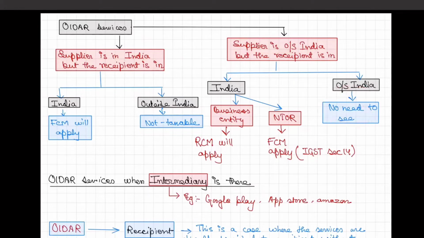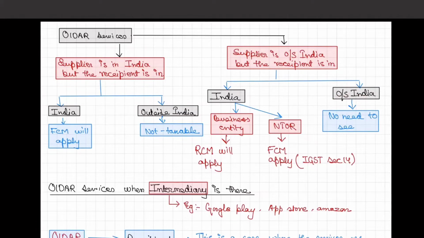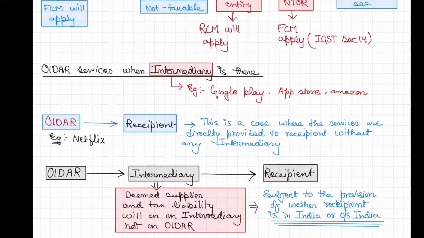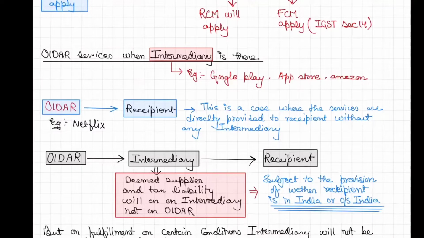Now, one more thing which was added in this circular was a bit interesting. They are saying that OIDAR services when an intermediary is there. What do you understand by the term intermediary? Intermediary means anything which is facilitating the services. The examples are very popular: Google Play or App Store or Amazon. I have written Amazon, but Amazon is not really like that, so let me remove this one.